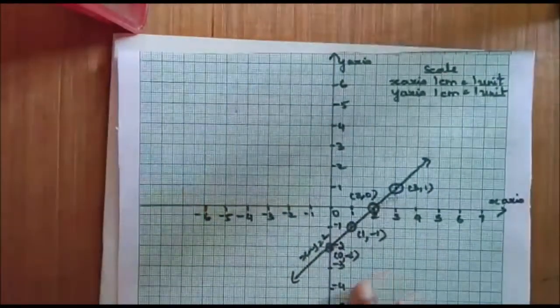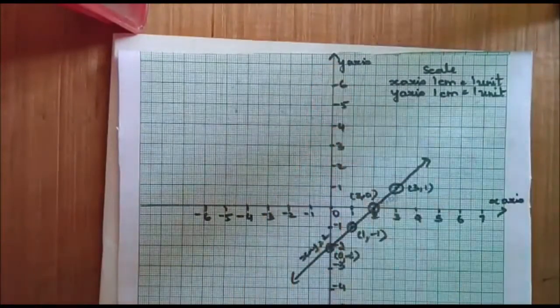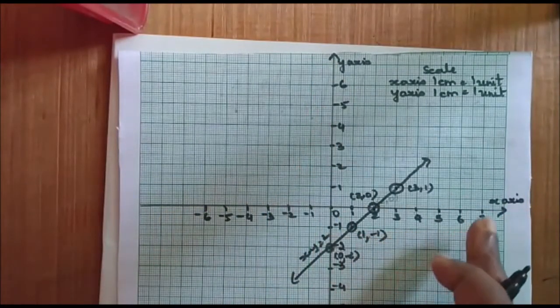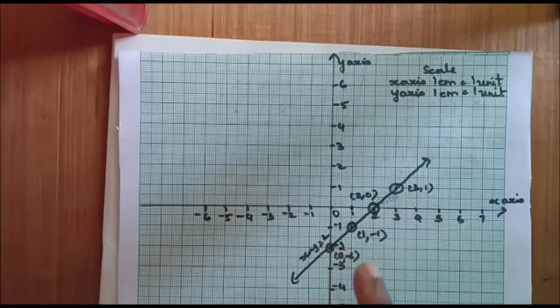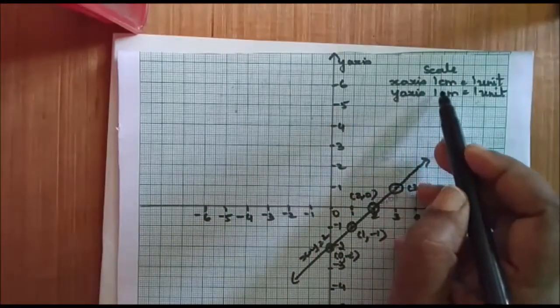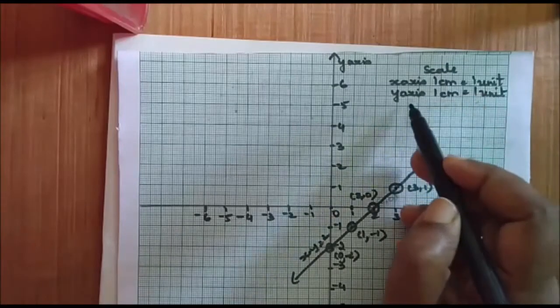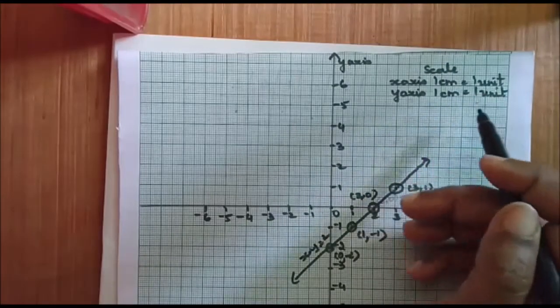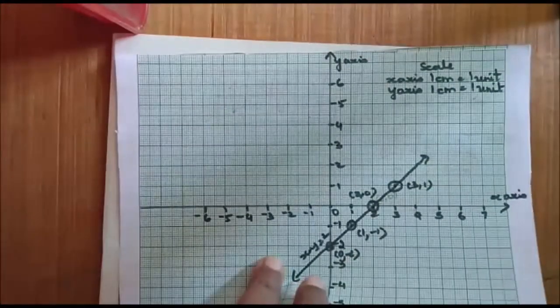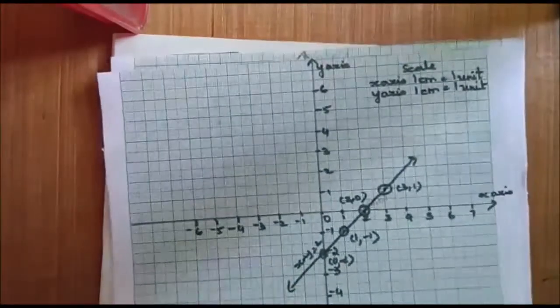How have I drawn the graph? First I have drawn the x-axis and the y-axis. I have marked the markings 1, 2, 3, 4 and minus 1, minus 2. Then on the y-axis I have done the same thing. What is the scale here? X-axis 1 centimeter is equal to 1 unit. Y-axis 1 centimeter is equal to 1 unit. This is how we draw a graph for the given linear equation.